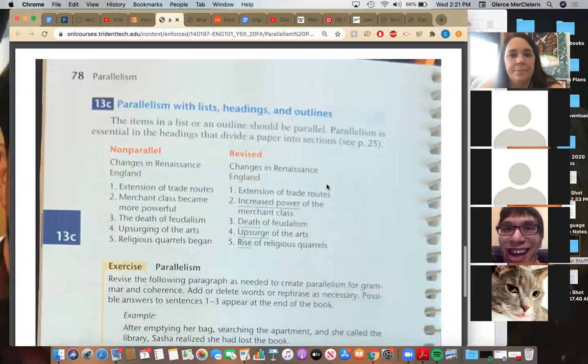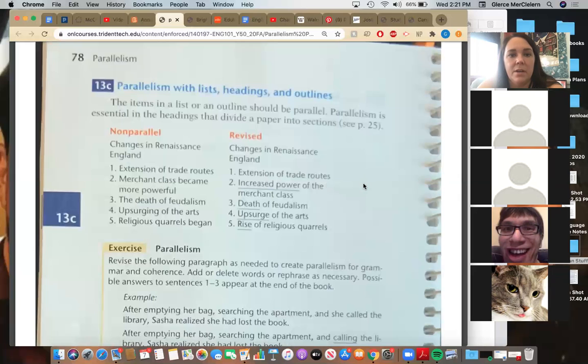Okay. Let's see what else we've got here. Lists, headings, and outlines. I think that making a list parallel is probably the easiest one, because you don't have to worry about conjunctions and making sure that things are equal on each side. Parallelism is like the algebra of English, and sometimes it can be complicated.